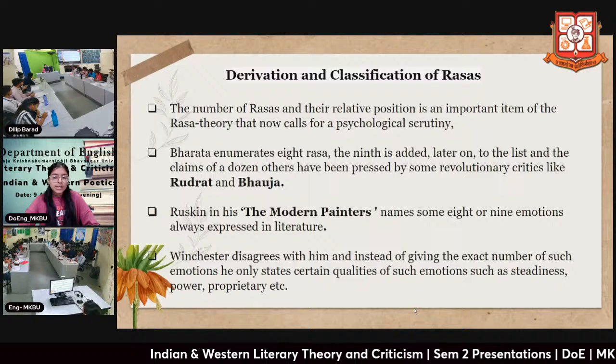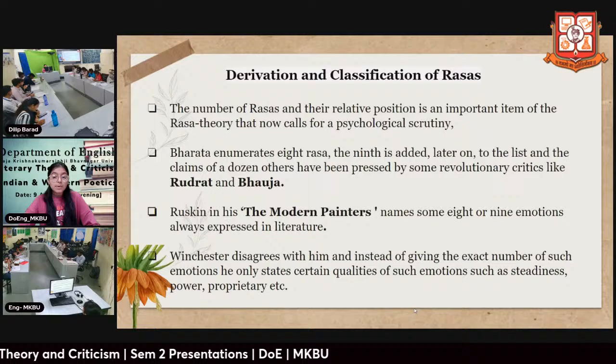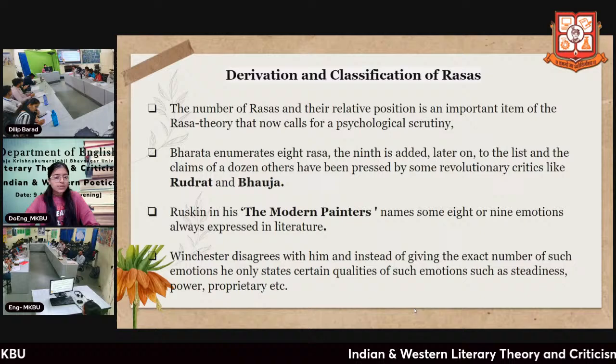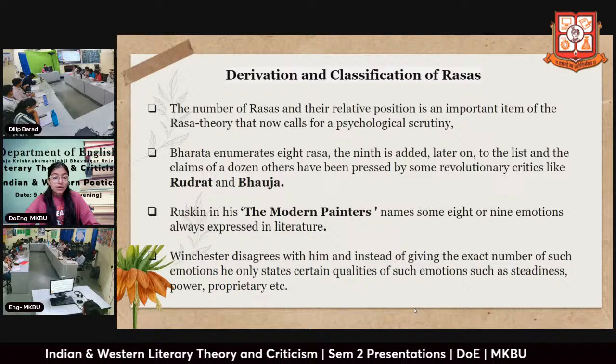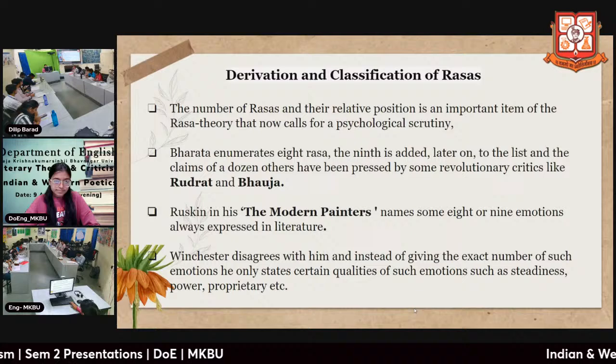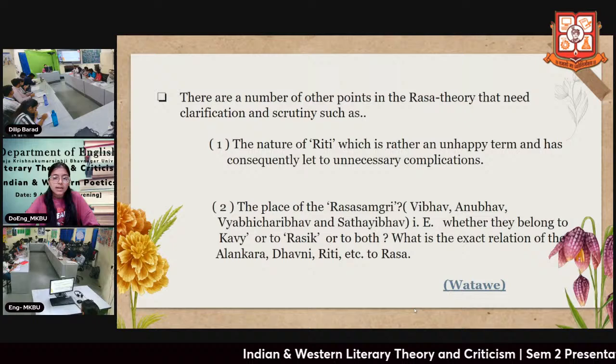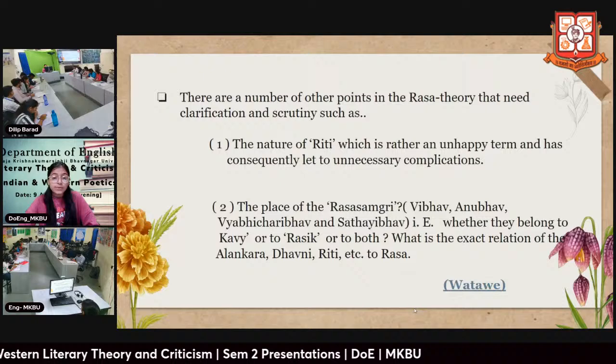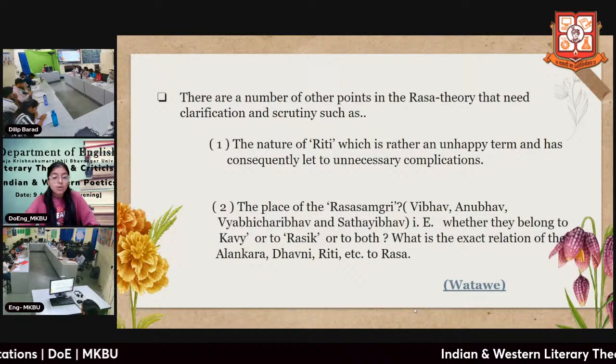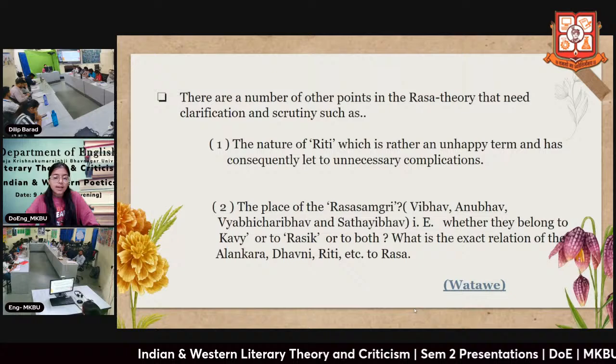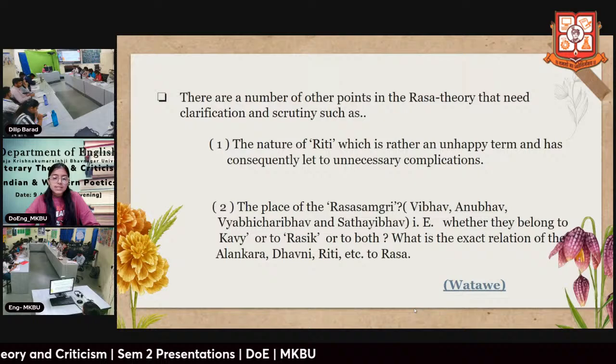Ruskin, in his Modern Painters, names some eight or nine emotions always expressed in literature. Winchester disagrees with him, and instead of giving the exact number of such emotions, he only states certain qualities of such emotions, such as steadiness, power, propriety, etc. There are a number of other points in the Rasa theory that need clarification and scrutiny, such as, first, the nature of Riti, which is rather an unhappy term and has consequently led to unnecessary complications. Second, the place of the Rasa marks, Vibhava, Anubhava, Vyabhichari Bhava and Sthayi Bhava. Whether they belong to Kavya or to Rasika or to both, what is the exact relation of the Alankara, Dhvani, Riti to Rasa?